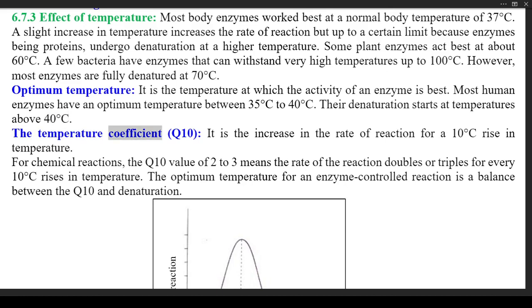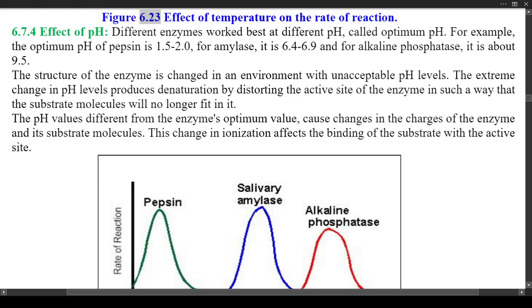The temperature coefficient, Q10, is the increase in the rate of reaction for a 10 degrees Celsius rise in temperature. For chemical reactions, a Q10 value of 2 to 3 means the rate of the reaction doubles or triples for every 10 degrees Celsius rise in temperature. The optimum temperature for an enzyme-controlled reaction is a balance between the Q10 and denaturation. Figure 6.23 Effect of temperature on the rate of reaction.